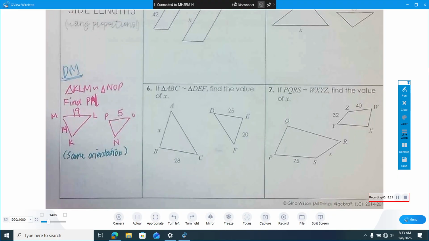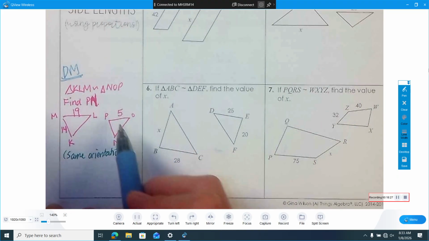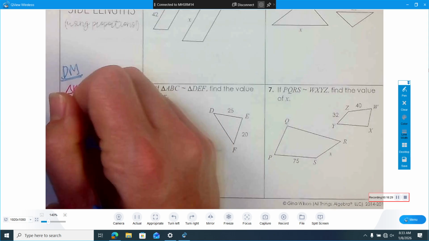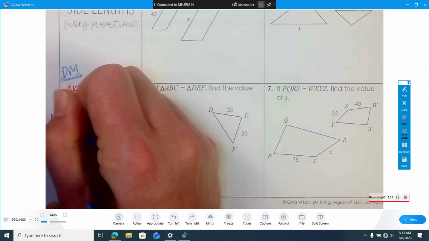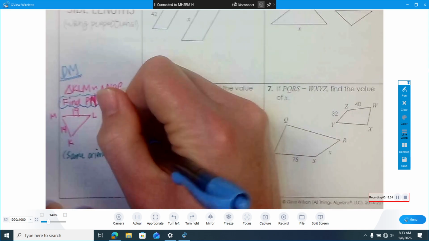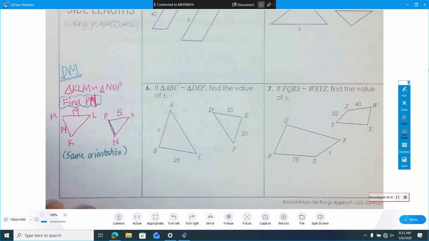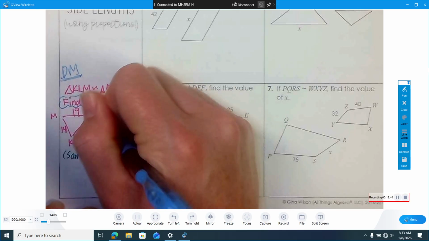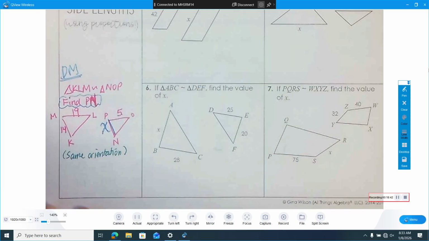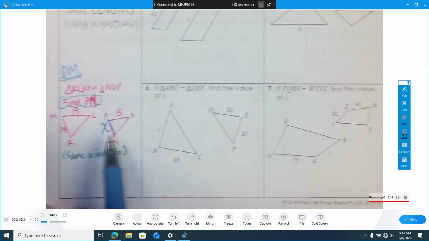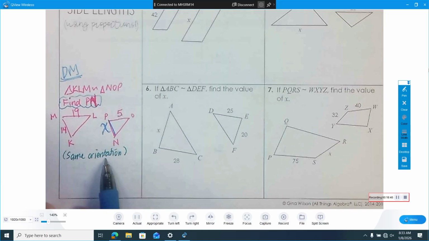All right. Okay, we have some information here. We have a 14 and a 19 and a 5. Now, it wants us to find the length of PN. PN is right here. And if I don't know what it is, what can I call it? X. X, yes. So we're going to put an X there. Now, you'll notice that these two triangles have the same orientation.